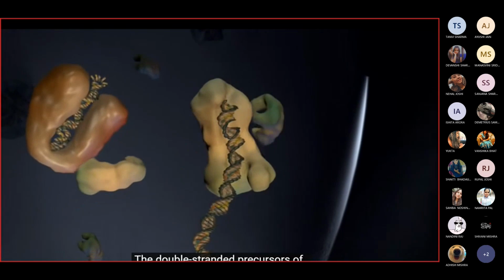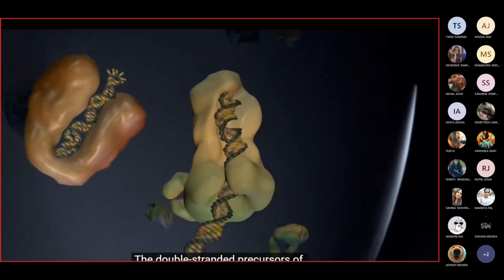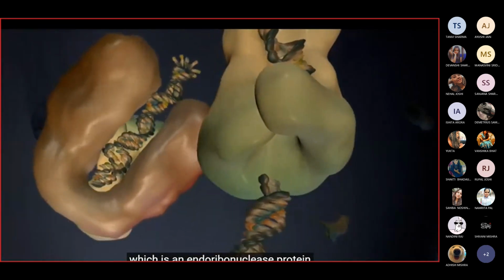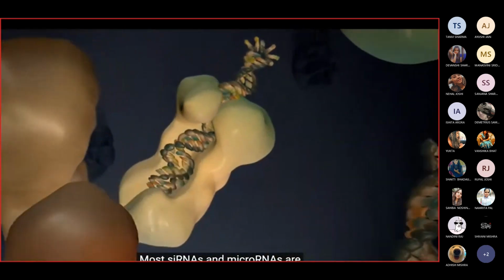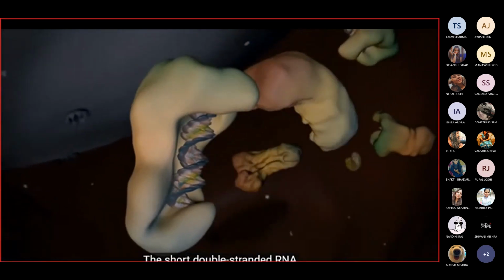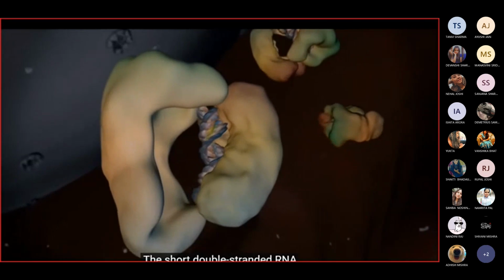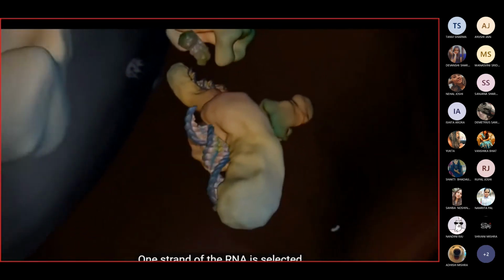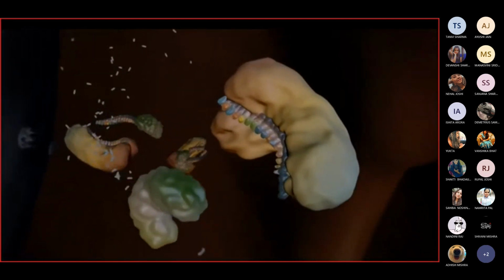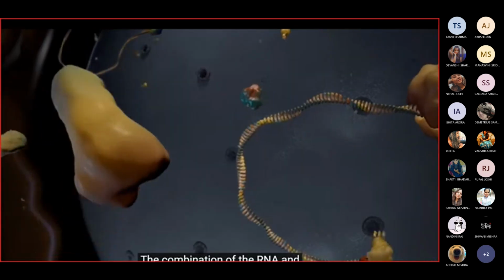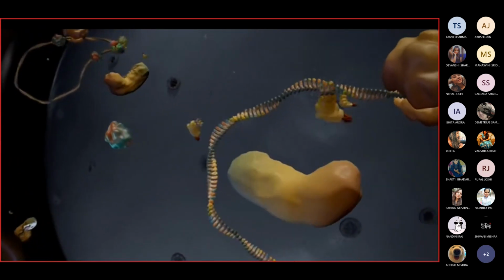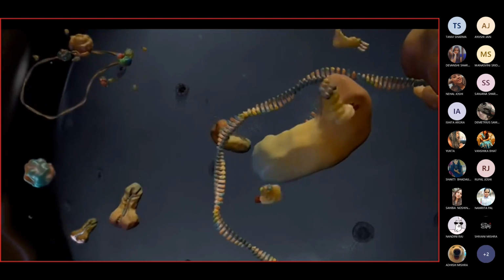The double-stranded precursors of microRNAs and siRNAs bind to Dicer, which is an endonuclease protein that cuts the RNA into short segments. Most siRNAs and microRNAs are approximately 21 nucleotides long. The short double-stranded RNA then binds an Argonaute protein. One strand of the RNA is selected and remains bound to Argonaute. This is called the guide strand. The combination of the RNA and Argonaute, along with other proteins, is called the RNA-induced silencing complex, or RISC.